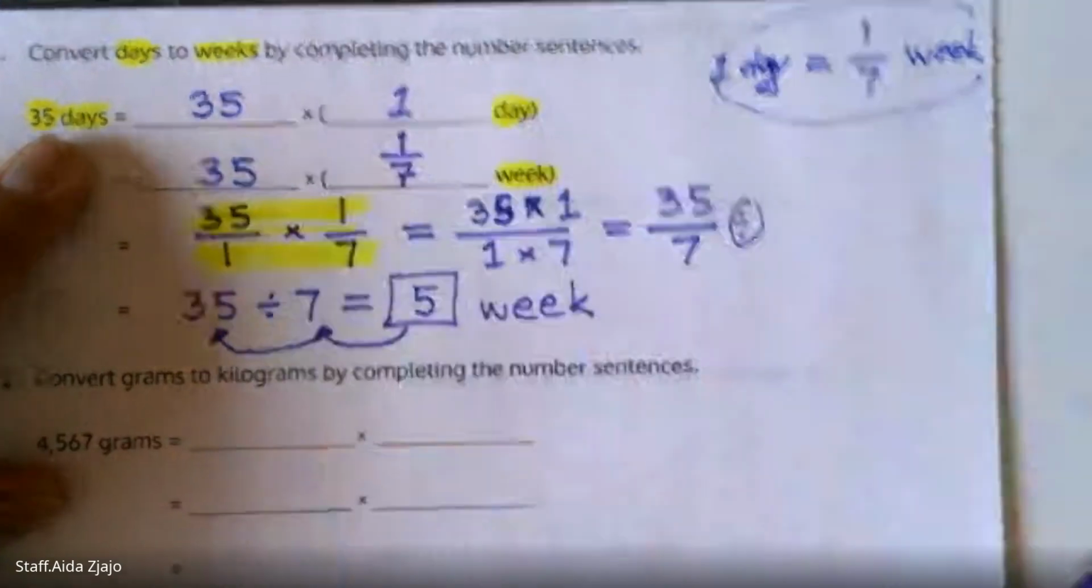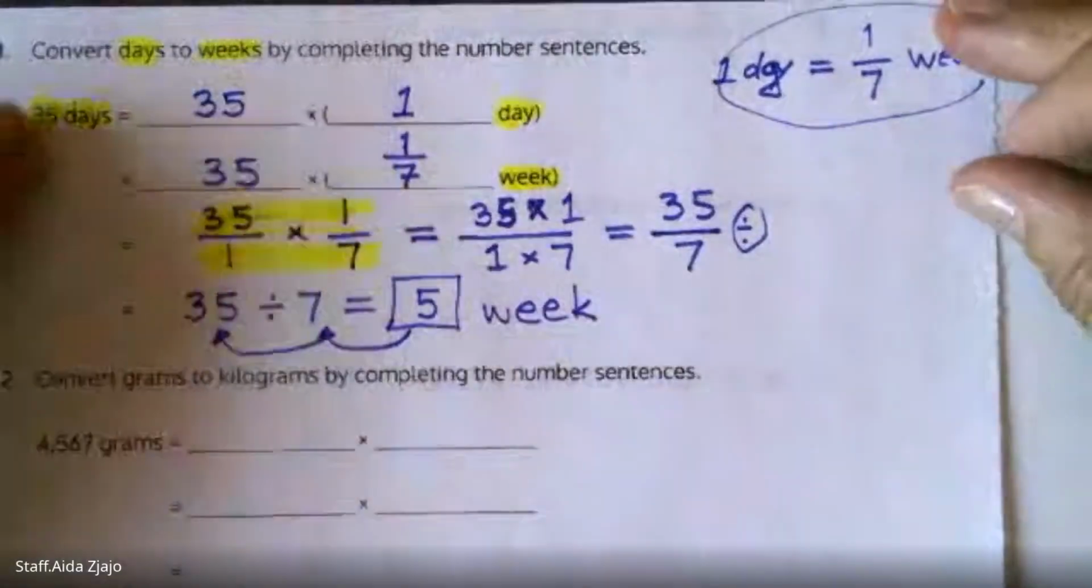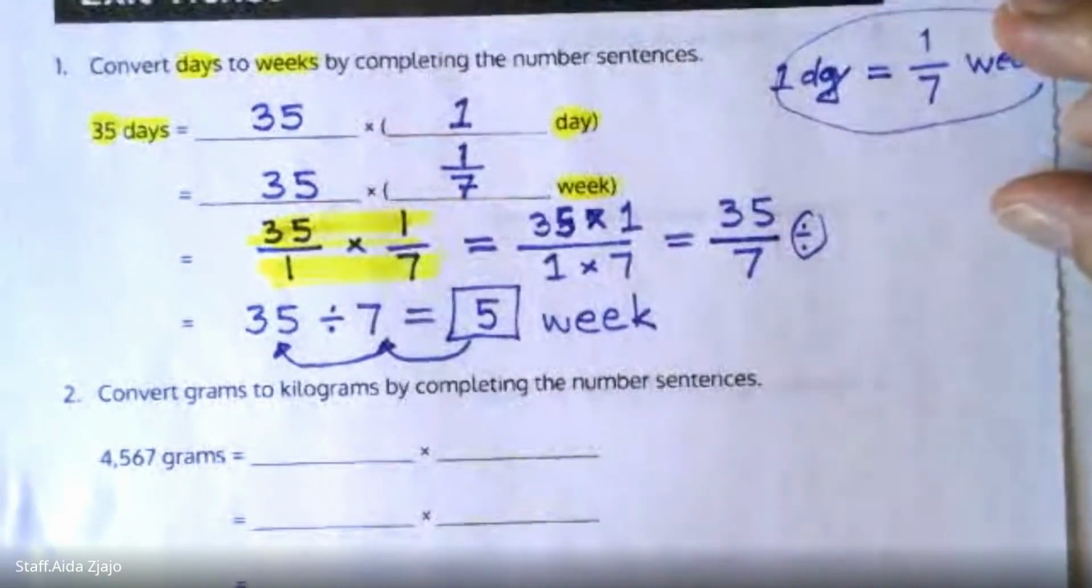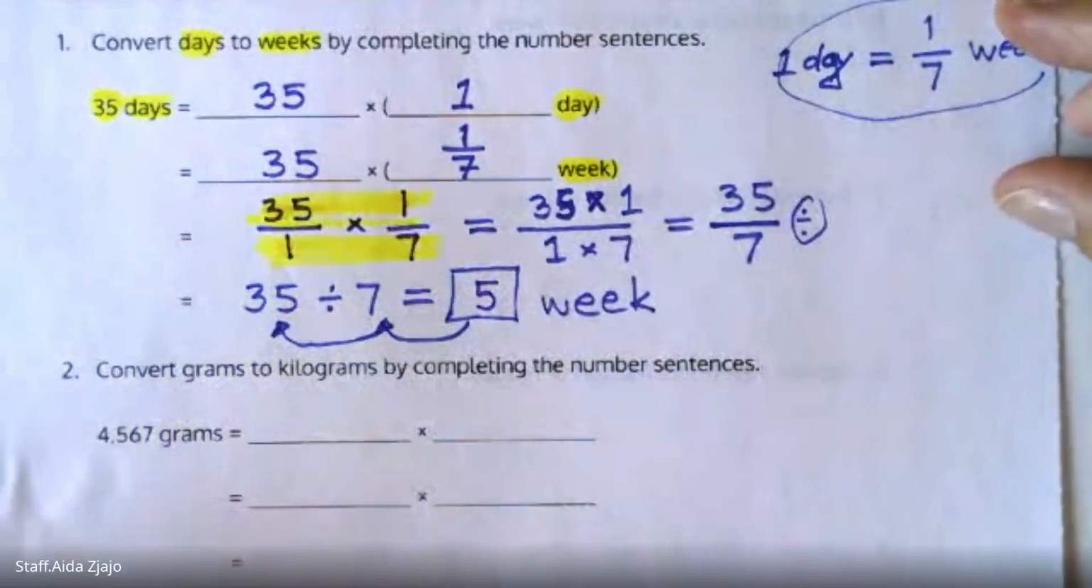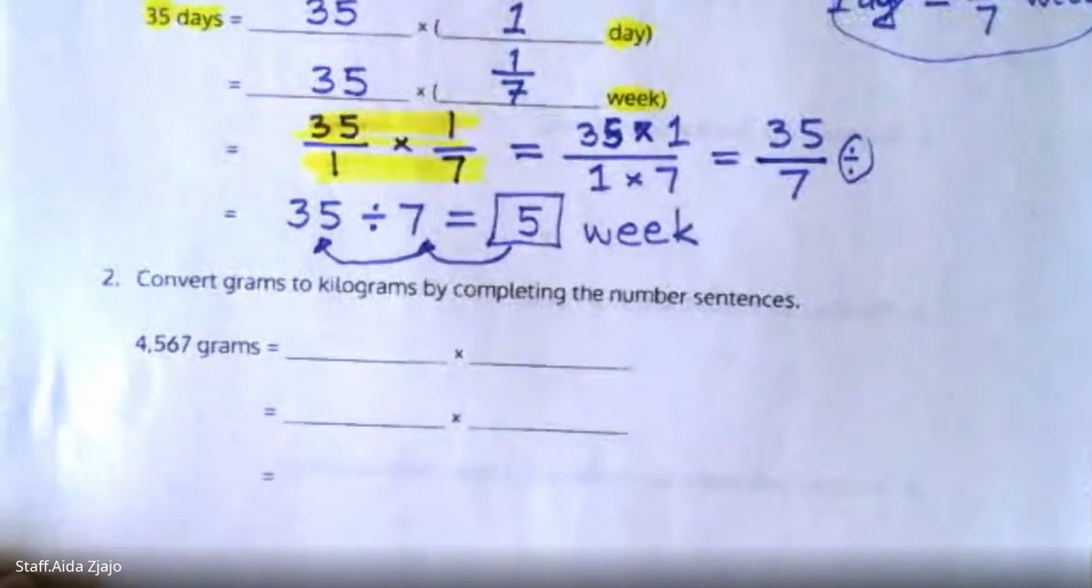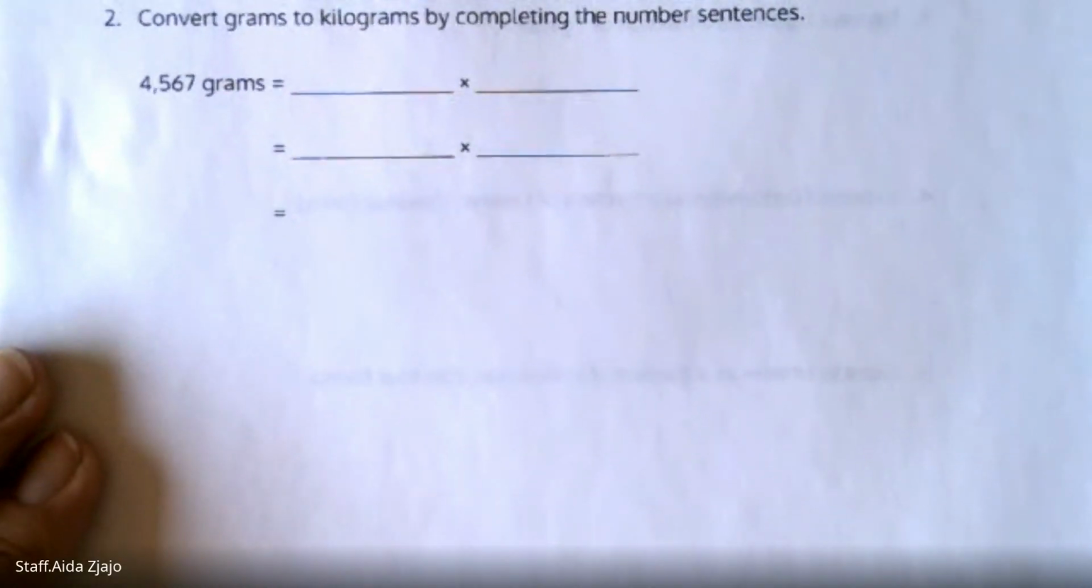But this is all like process. If you have a bigger number, then it's just the 35. All right. Now let's go to the next one.